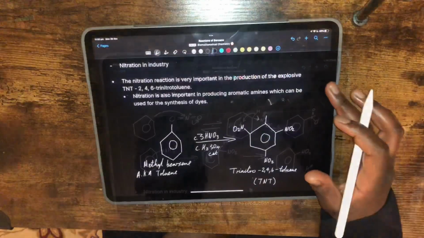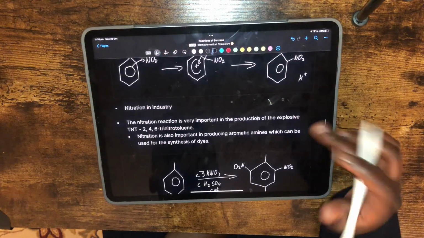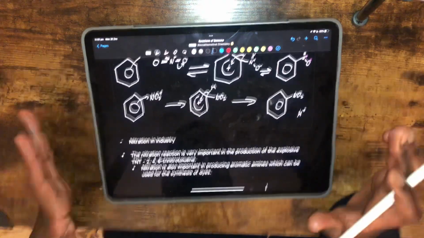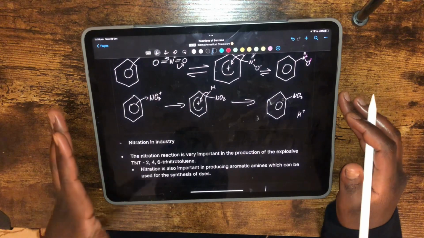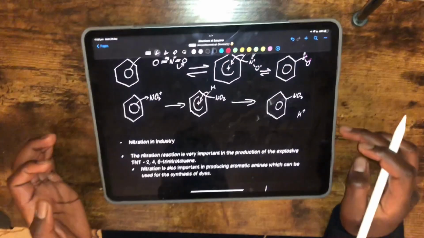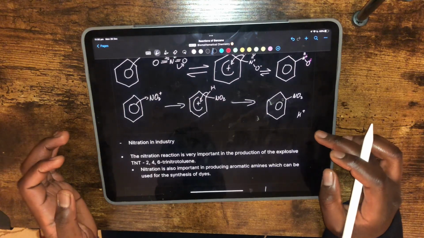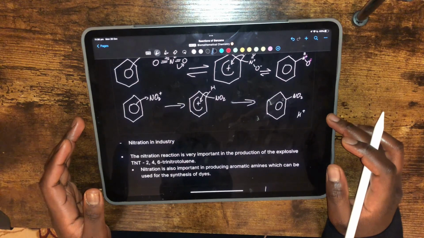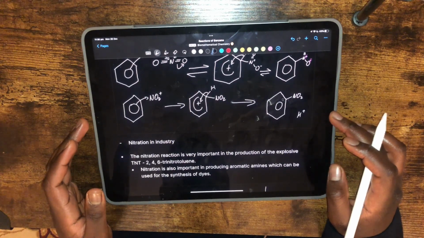Sorry, the camera kind of cut out there, but I'll go on with what I was saying. Nitration actually has uses in industry. It's not just something that we say for the sake of saying it. It actually has uses in the industry. One of them is the nitration reaction. That's quite important, or Nobel. I think was it Nobel? It should have been Nobel that discovered it, hence the Nobel Peace Prize.